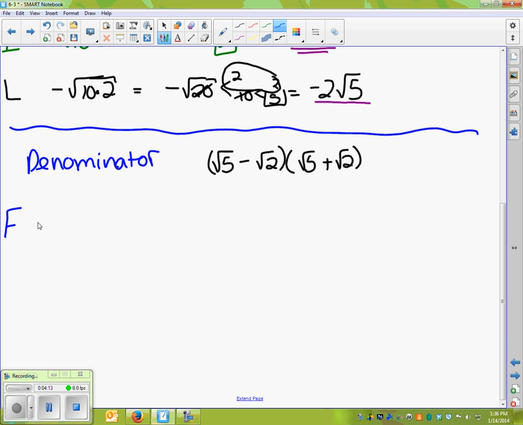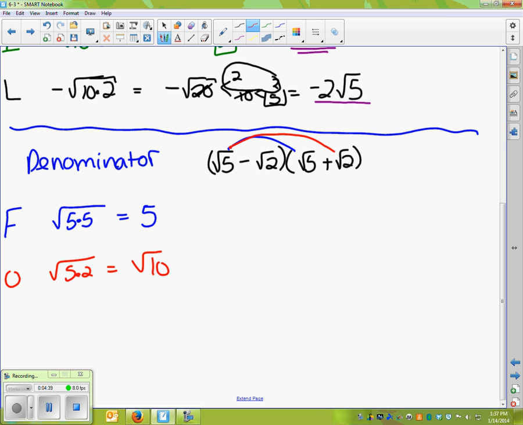So let's start with the F. First times first, radical 5 twice. Remember, if you've got the same number twice, the radical cancels and you can pull that number out. The O, first one to the outside. So radical 5 times 2, which is radical 10. I, inside to inside. That's negative 2 and 5, both in the radical. So it's negative square root of 10.